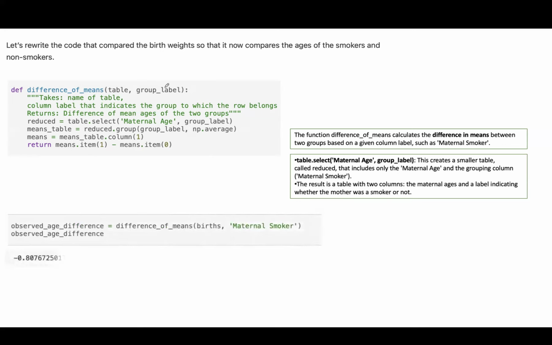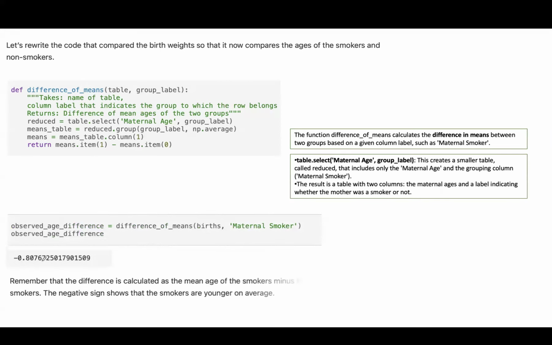Now, if you run the line of code, you have negative 0.8. Remember that the difference is calculated as the mean age of the smokers minus the mean age of the non-smokers. So the negative sign shows that the smokers are younger on average.